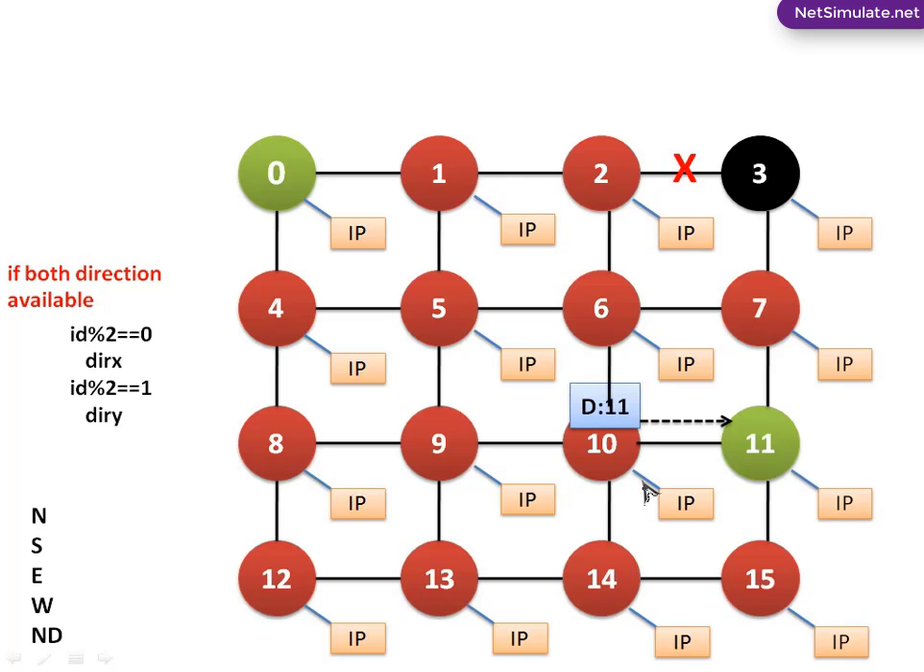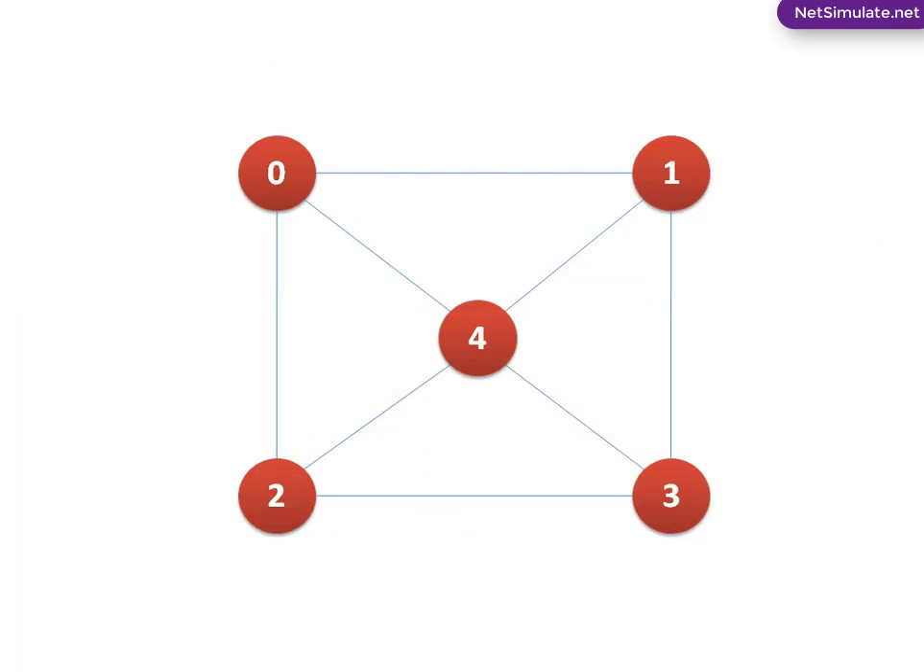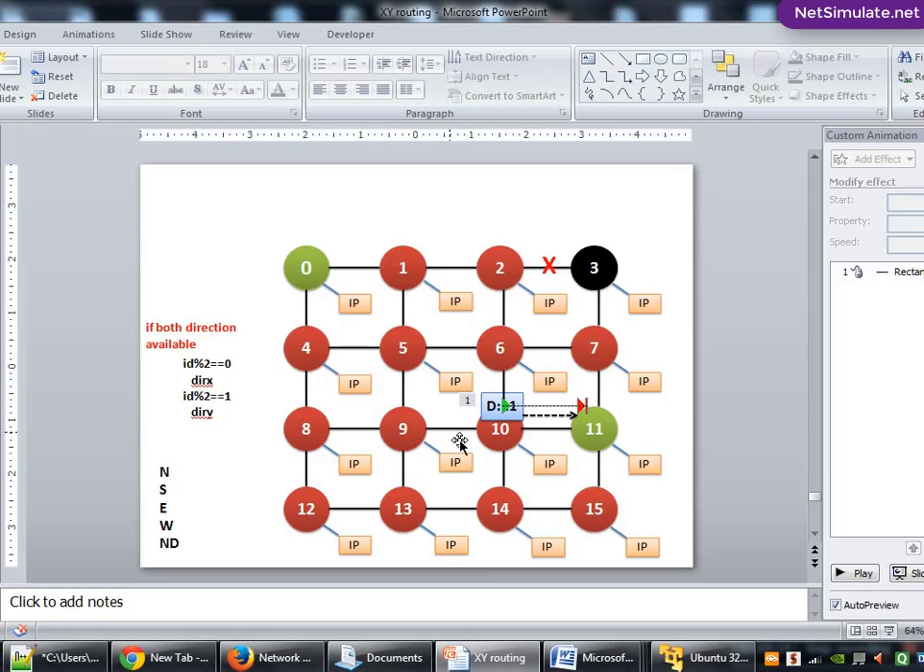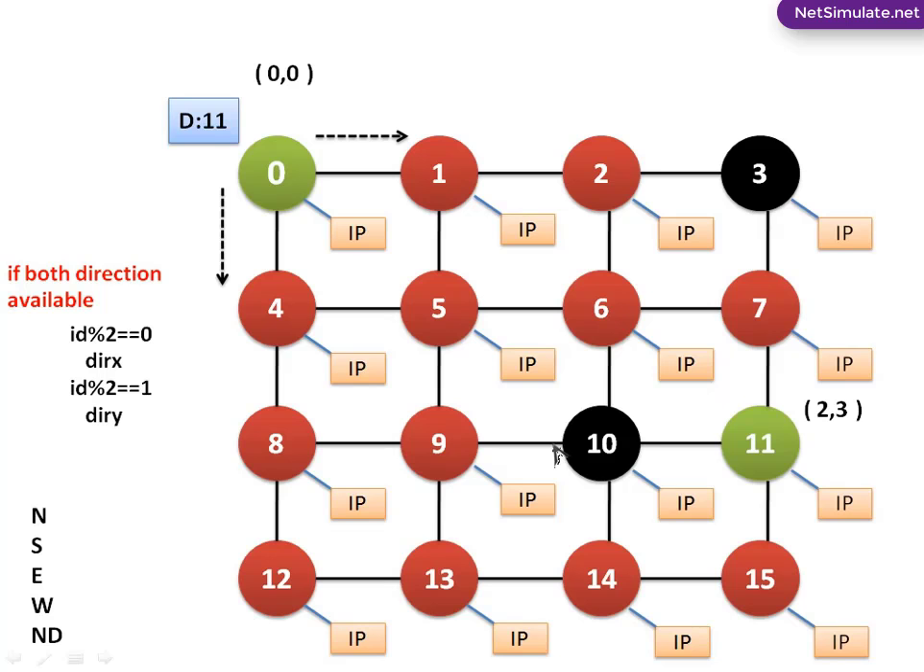Now there is a drawback, there is a loophole in this routing. What is that? Let's see what is the loophole in this one. So now let's see what is the problem with fault tolerant XY.